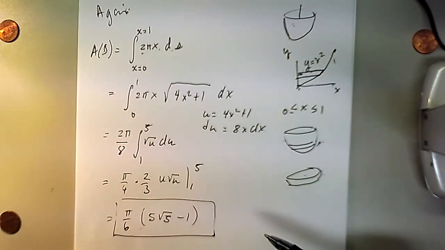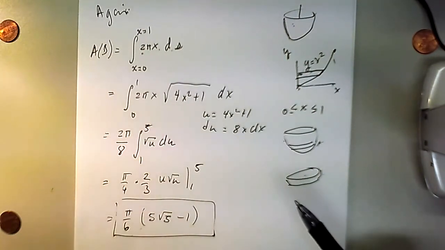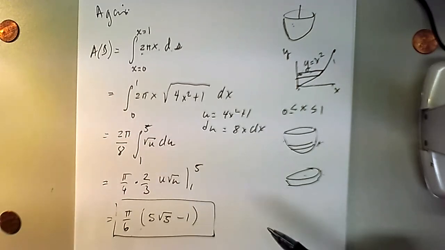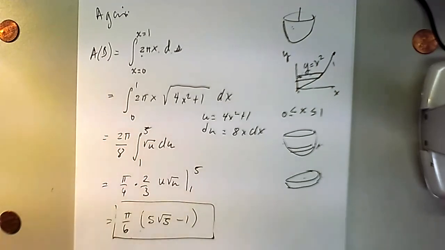So practice, practice, practice. A lot of calculus books have problems about parameterizing and finding the area of surfaces. Just check them out and start practicing. And with this, we will stop this video today.